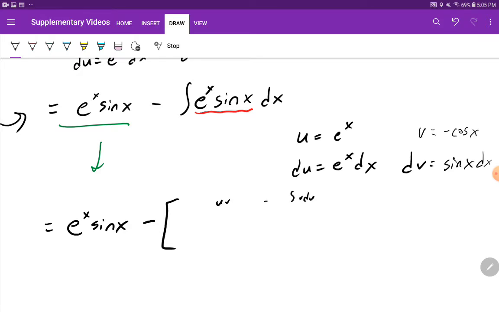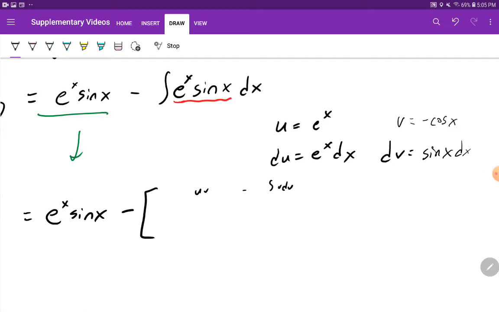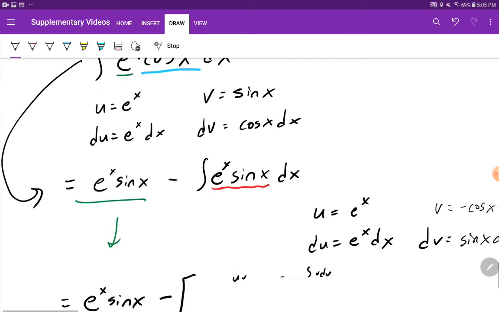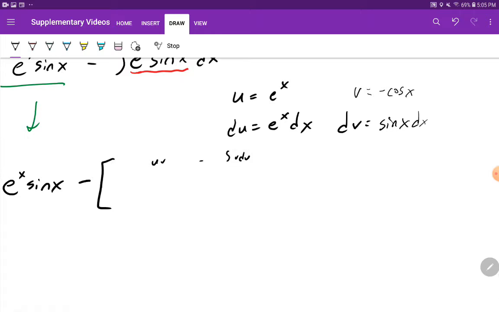It's a new ultraviolet. It's not the ultraviolet from the first round, right? It's this new uv definition. So it goes e to the x times negative cosine x. Please watch out for your negatives, okay? Minus the integral of voodoo. So once again, v is negative cosine x. I'll put that positive here, cosine x. And then the du is e to the x dx.